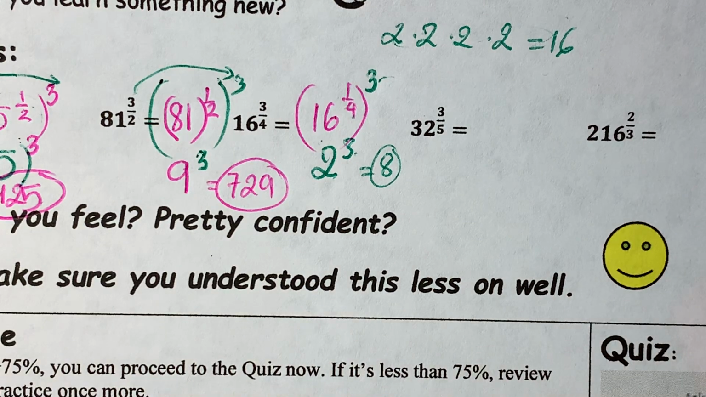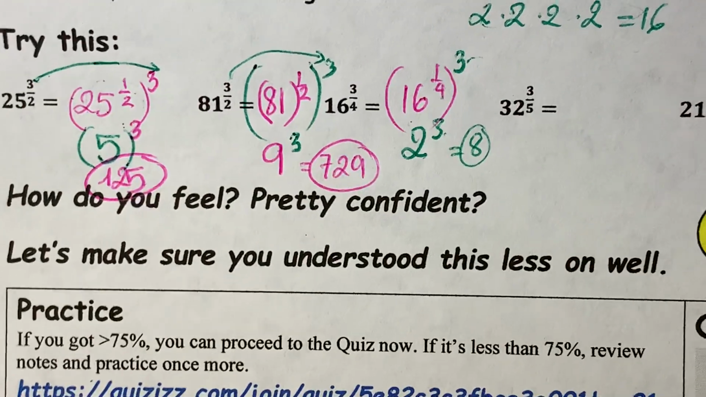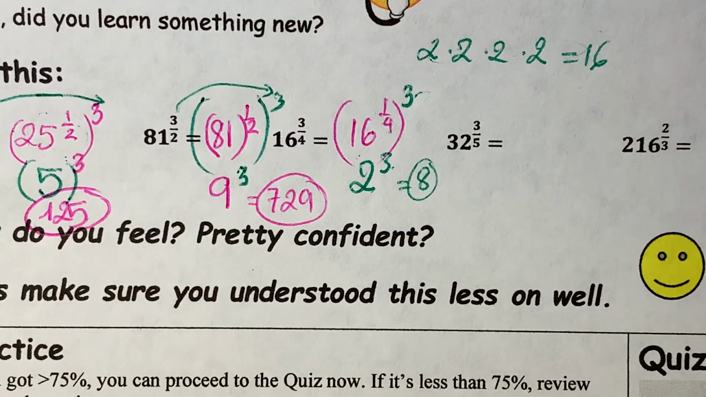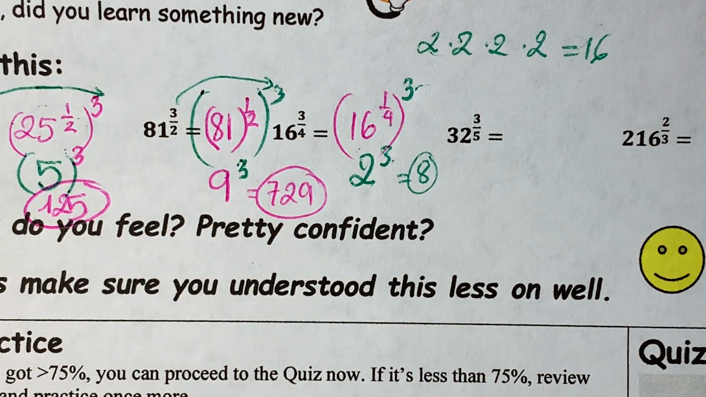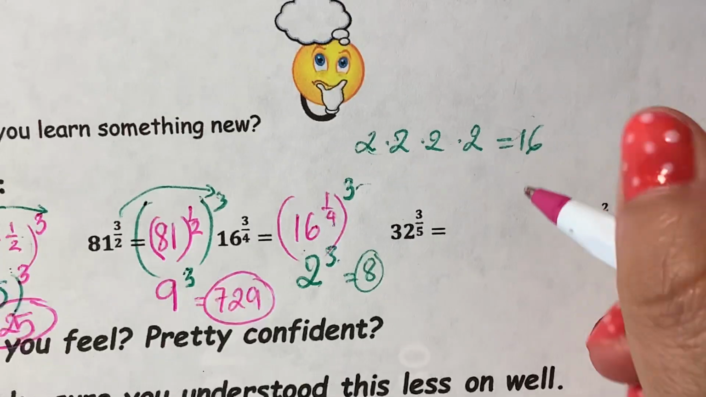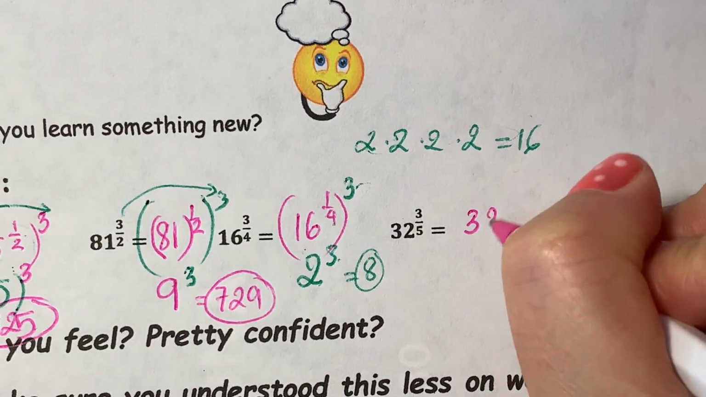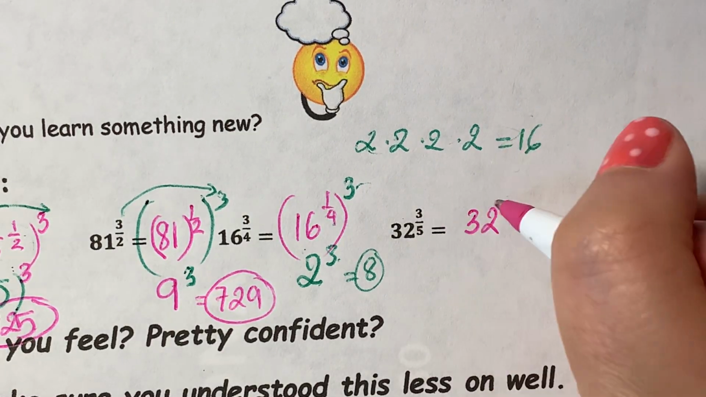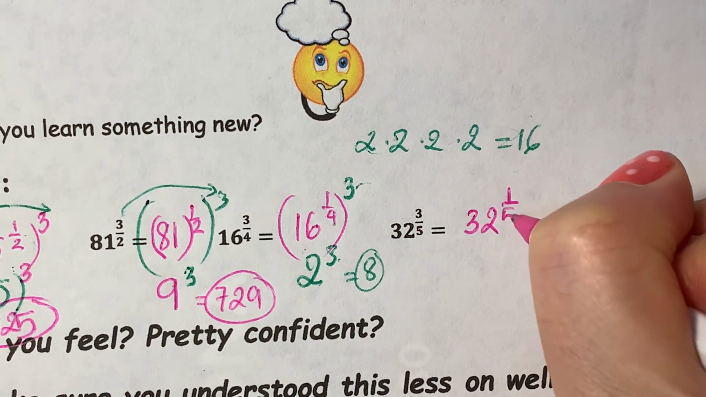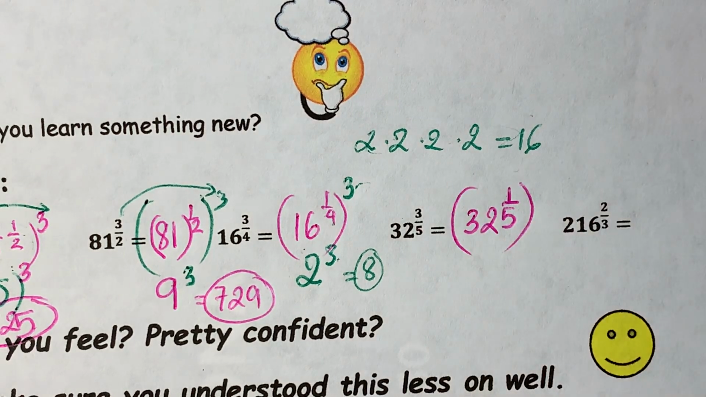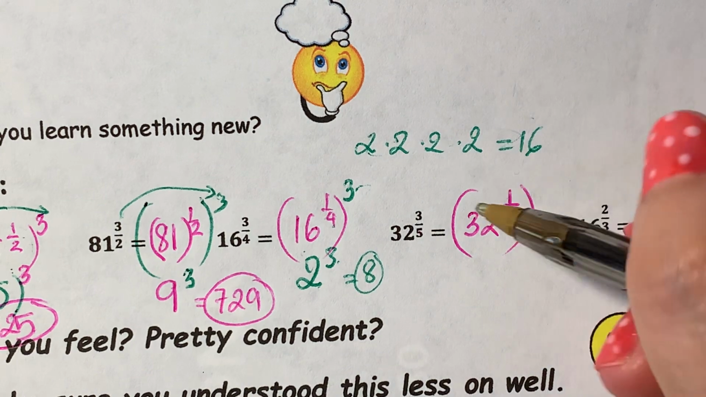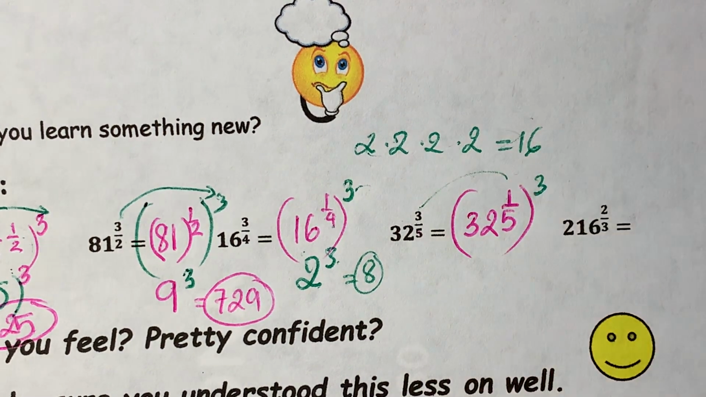Alright, next we have 32 to the 3/5. My bad, 3/5, okay? So same thing, the base is 32. The root is 5, so we're gonna put 1/5. And then the power is 3. So let's raise all that to the third power.